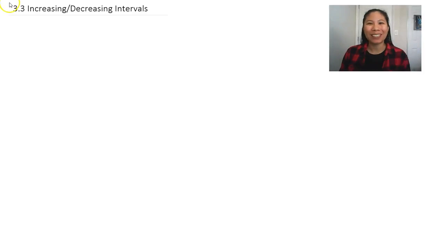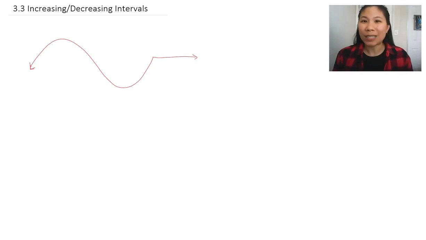Hello, welcome to chapter 3, and we are talking about increasing and decreasing intervals today in section 3 of this chapter. So we're basically looking at graphs first. If we pretend we have a graph something like this, then we want to be able to tell what sections of this graph are increasing, decreasing, or constant. Those are your three options. You're either increasing, decreasing, or constant.